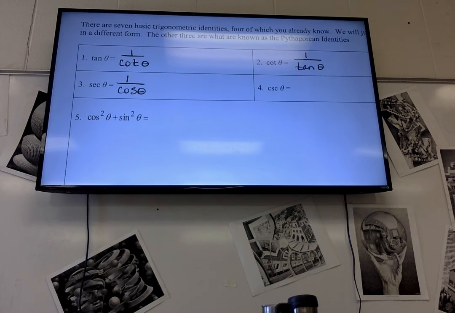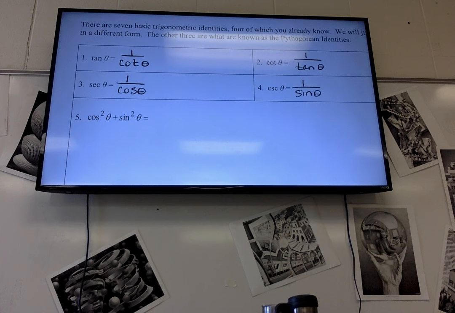So cosecant is 1 over sine. Now back when we were talking about unit circles, cosine was which coordinate? X. And then the sine on a unit circle was which coordinate? Y. What about tangent? Tangent was y over x.